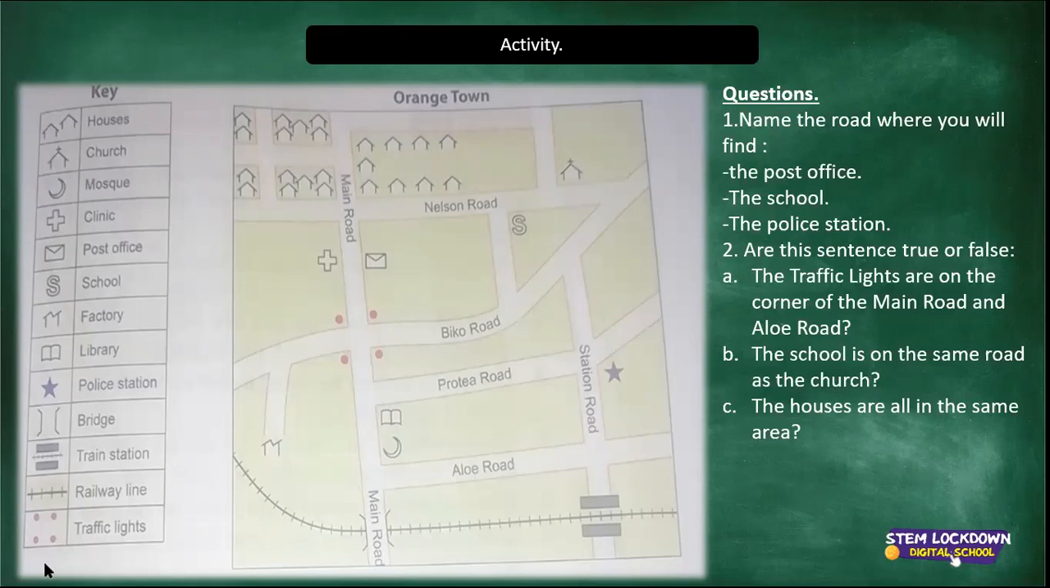Teresh? Hello? Yes, are the houses all in the same area? Yes. The houses are all in the same area. That's correct. Thank you very much. Moving forward.